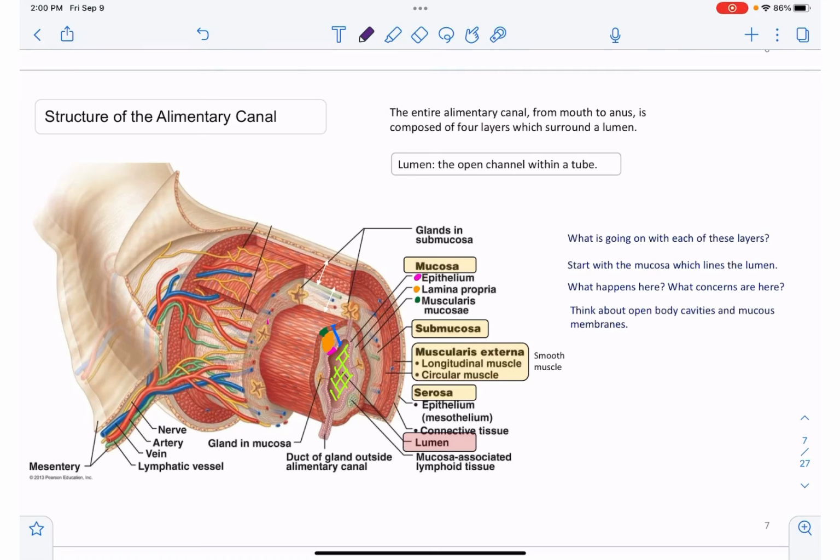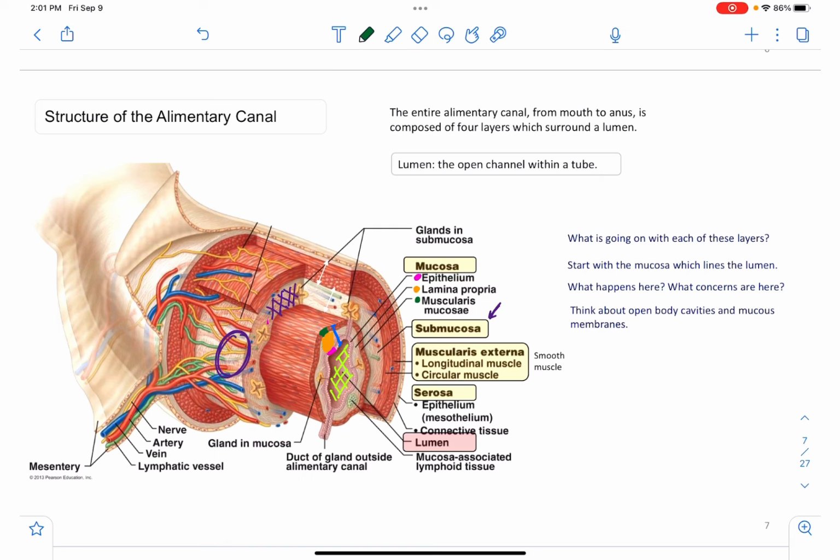On top of the mucosa is the submucosa. And this is the submucosa right there. And the submucosa is loose connective tissue. Specifically, it's areolar tissue. And there's a lot of vessels that are going to travel through the submucosa to find their way to different parts of the digestive tract.